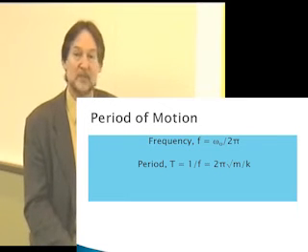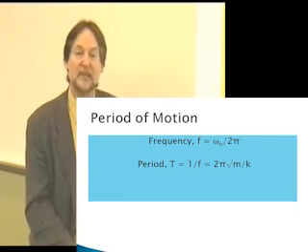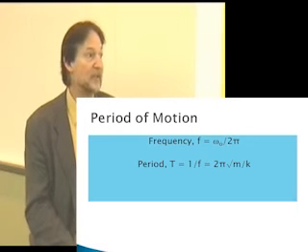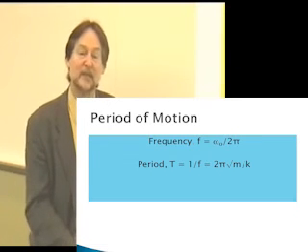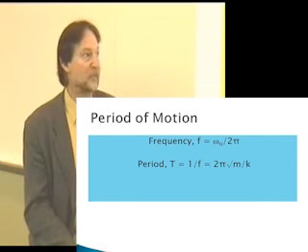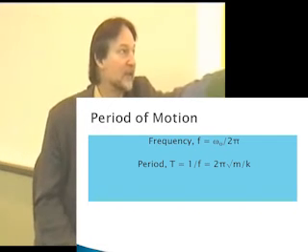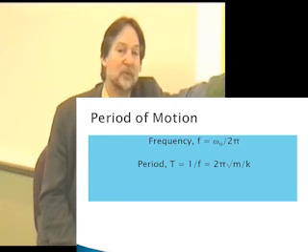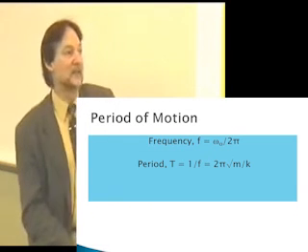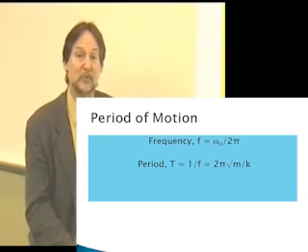So we use the term frequency, linear frequency, omega over 2 pi. We use period, 1 over f. And notice that since omega is the square root of k over m, therefore f is the square root of k over m, over 2 pi. And if we turn that upside down, we get T, which is 2 pi times the square root of m over k. So that's a theoretical prediction.